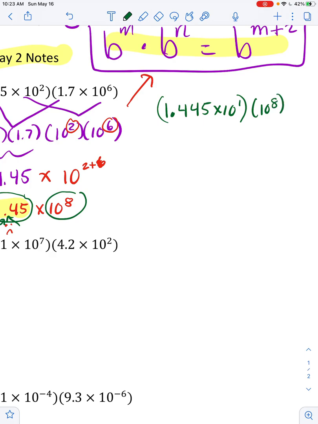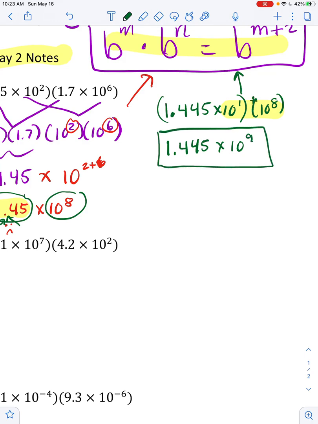So now I'm basically done because I have my 1.445 for the constant, and then these two, again utilizing this rule, will become 10 because they share a base, to the 1 plus 8 or 9 power. So that is how I write my final product.